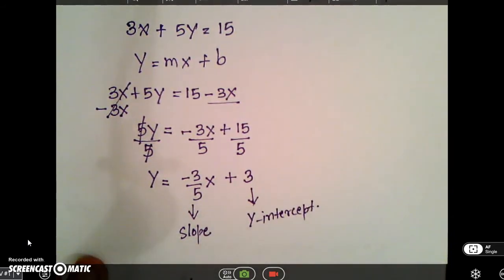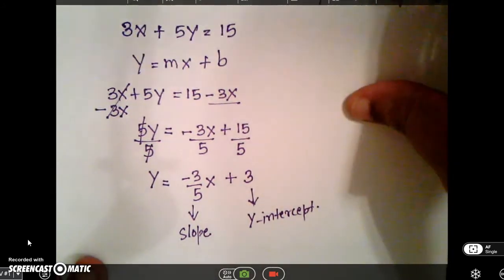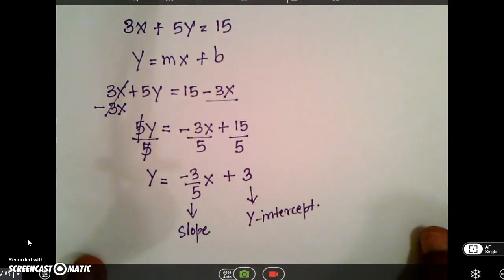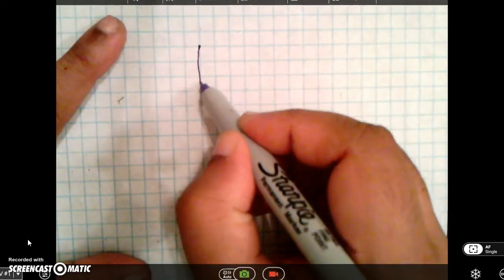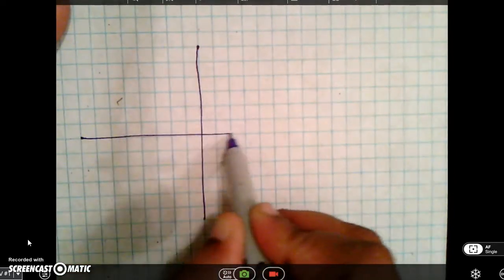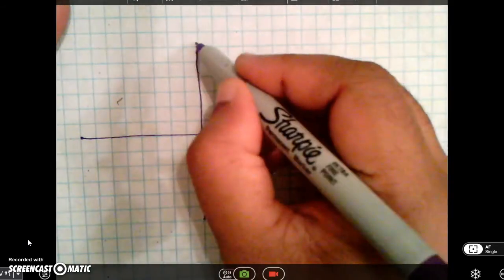So how am I going to graph my line using my slope and my y-intercept? So I'm going to start the same way. I'm going to make my axis. Please use a straight edge.